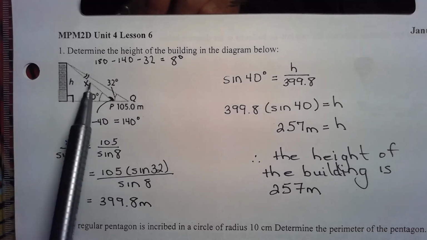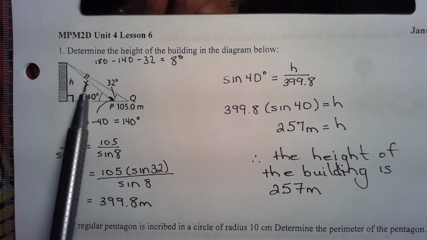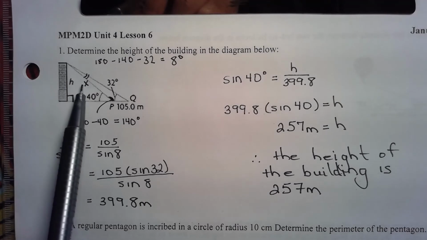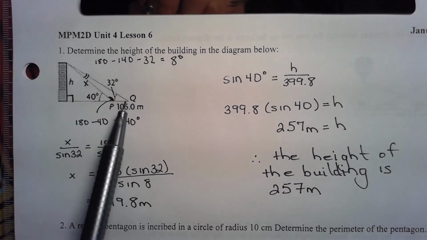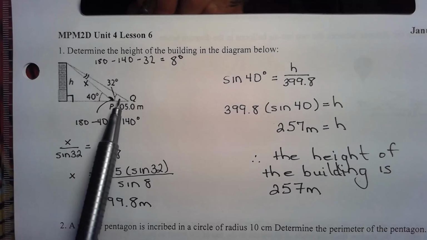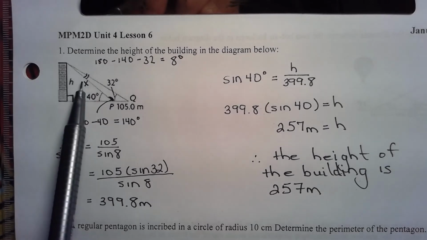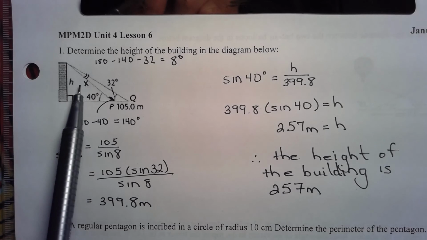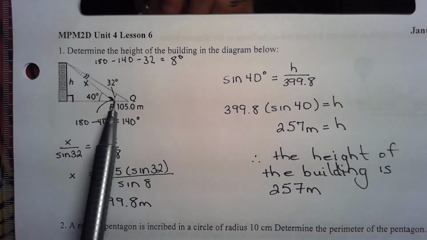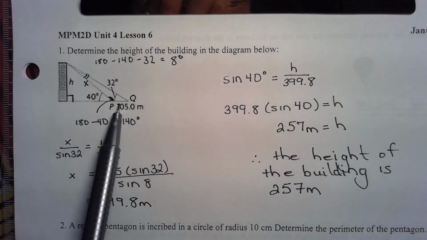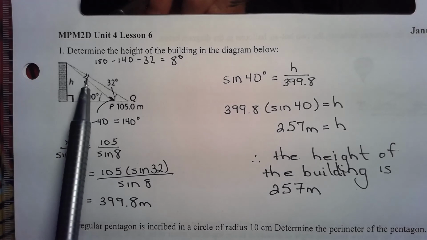They both share side x. So I'm going to see if I can solve for x. So in order to do that, I take a look at this smaller triangle and say, well, I have an angle here of 32, and I want to find x, so that's good. So let's see if I can use the sine law. I have this lovely side here of 105, and if I know this angle, which is across from it, I can use the sine law. So can I figure this angle out?